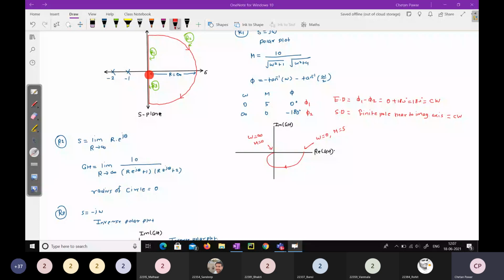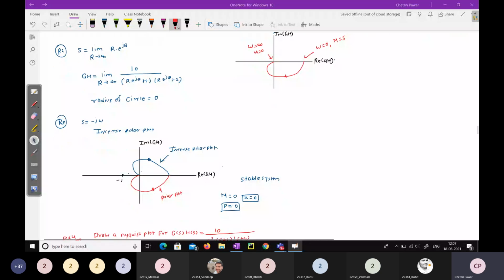Okay. So let us see the third part mapping. As we know that is the inverse polar plot. So here you can see, this red color plot is polar plot, and this third region mapping will be the inverse polar plot. So that will be the mirror image of it. So like this way. Okay. So this is the overall Nyquist plot.